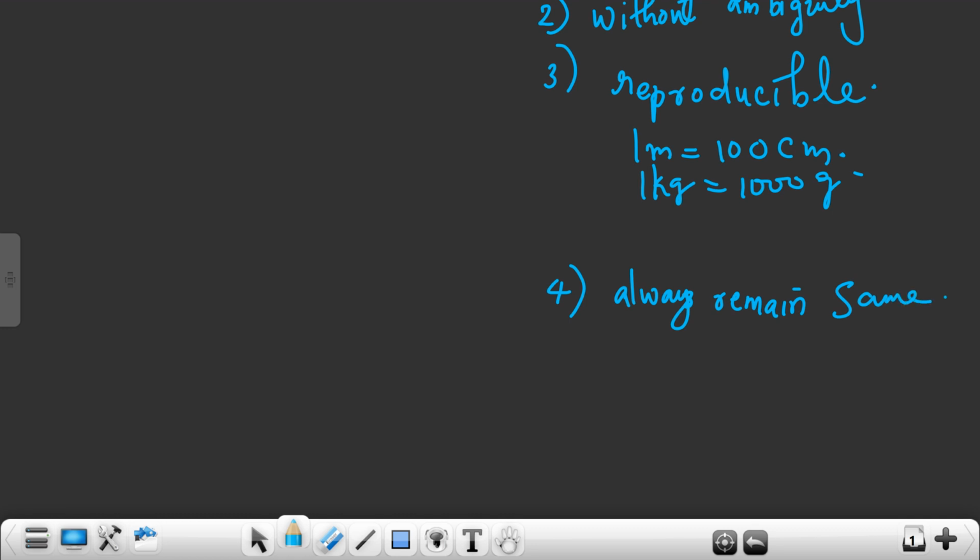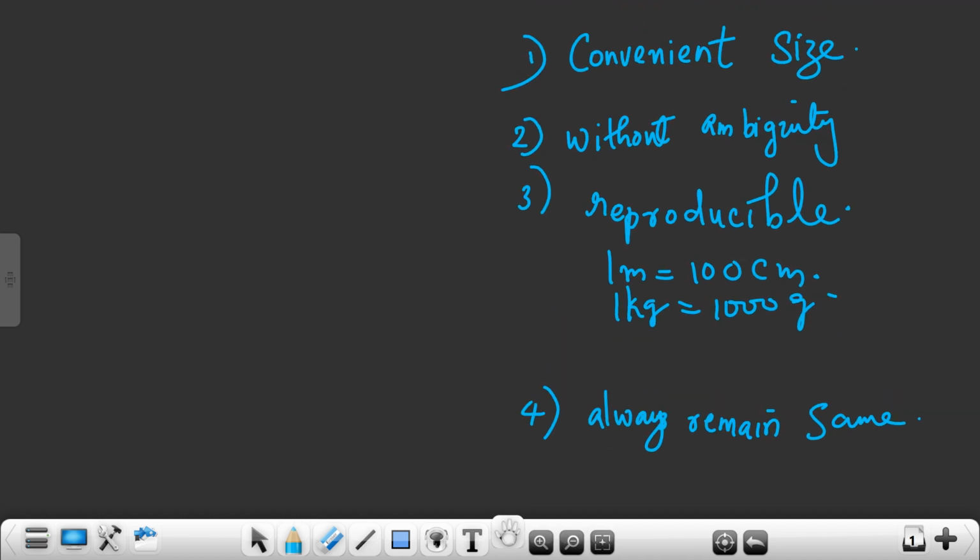That is, to measure a physical quantity, the chosen unit should have the following properties. First one, the unit should be of convenient size. Second one, it should be possible to define the unit without ambiguity. Third one, the unit should be reproducible. Fourth one, the value of unit should not change with space and time, or it must always remain same everywhere. So these are the conditions in order to choose a unit.